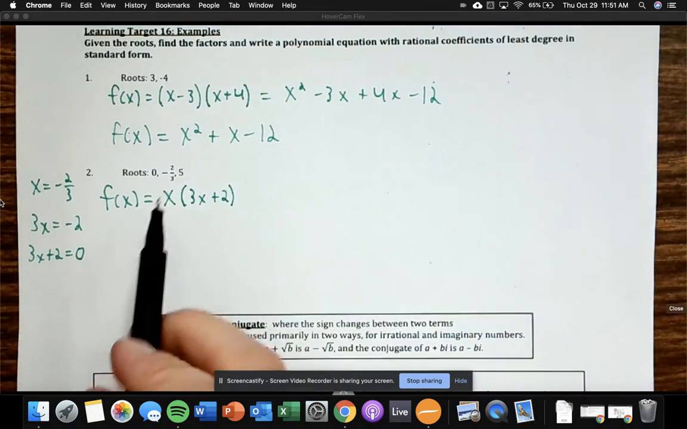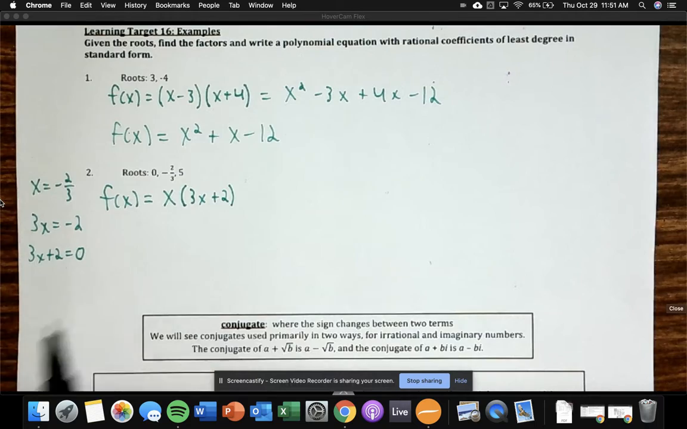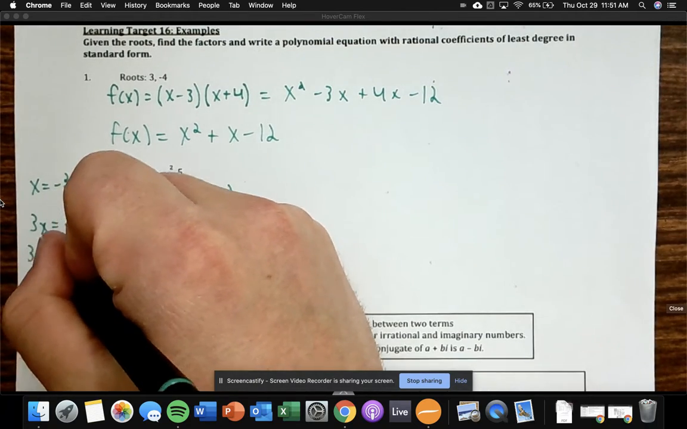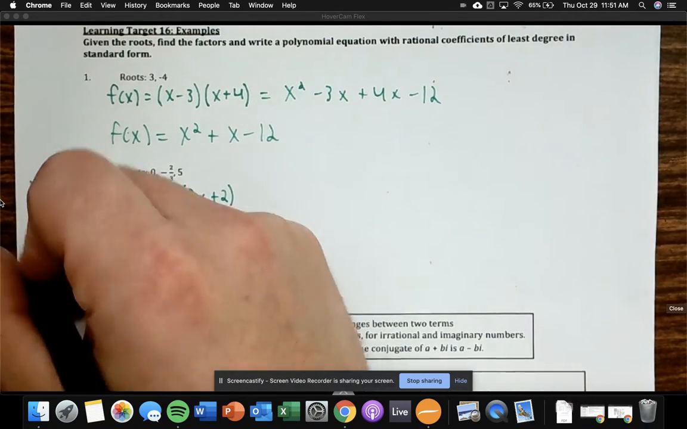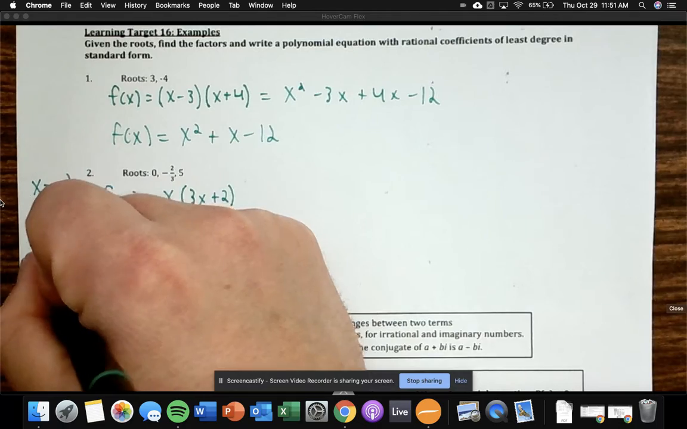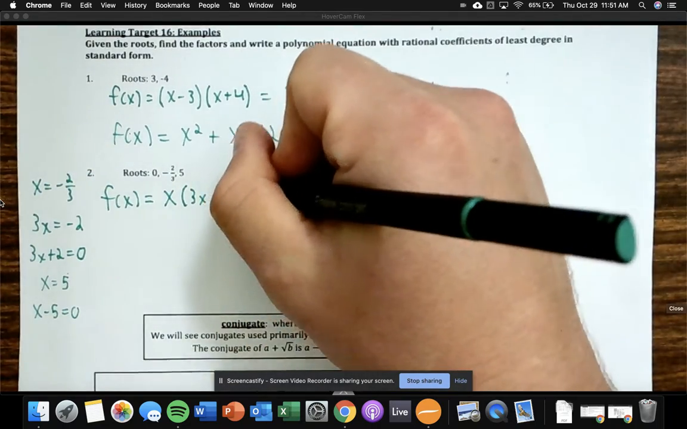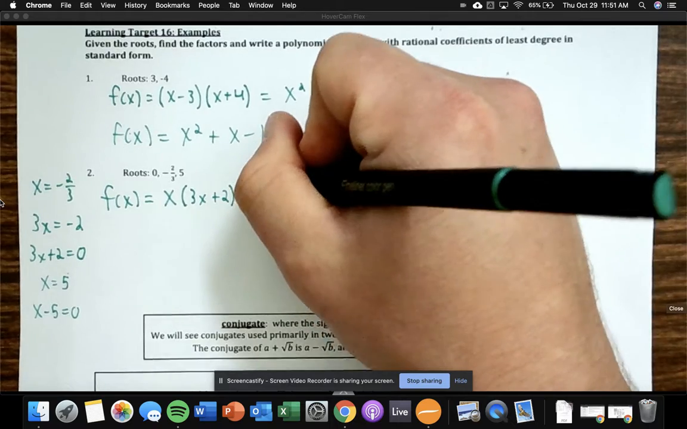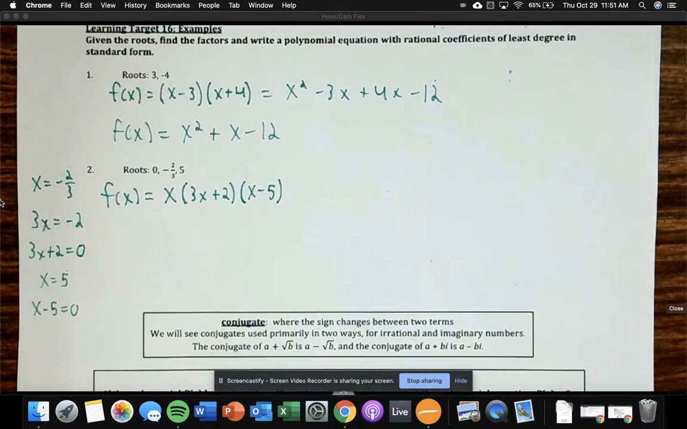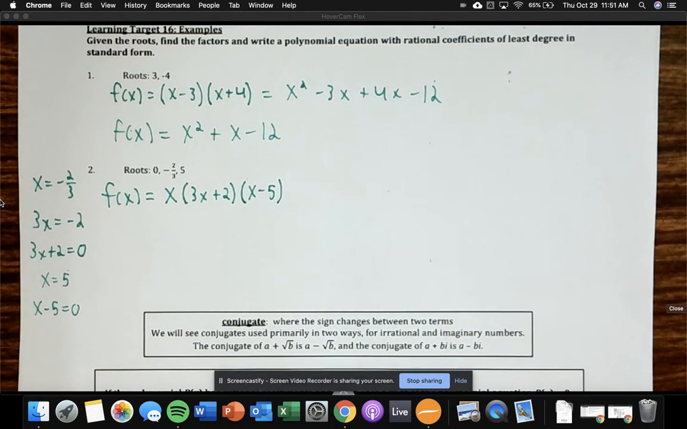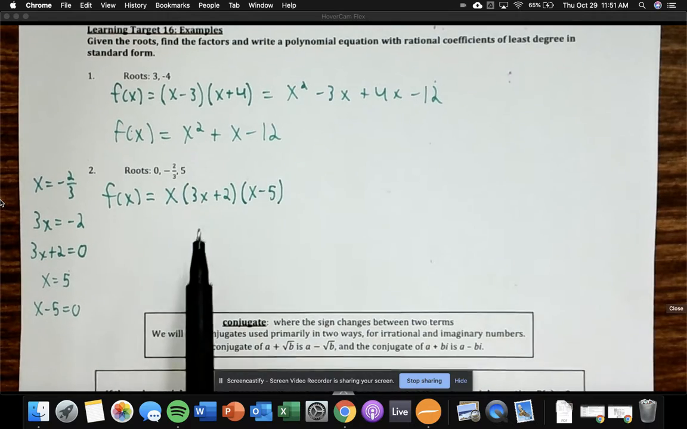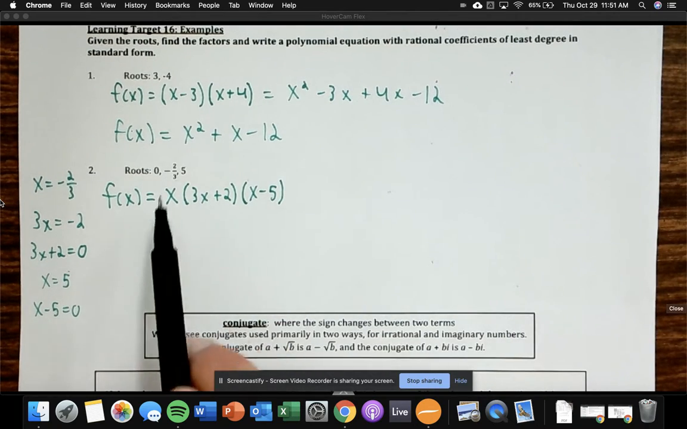And if you want to, you can do the same thing with this 5. I can say x equals 5. I can subtract 5, get x minus 5 equals 0, and I get my other factor now, x minus 5. And from here, all I have to do is put all of this together.